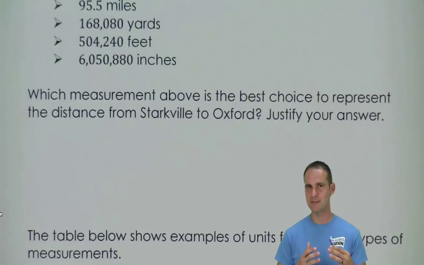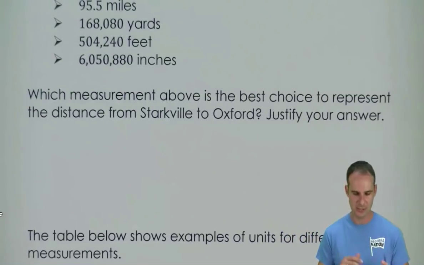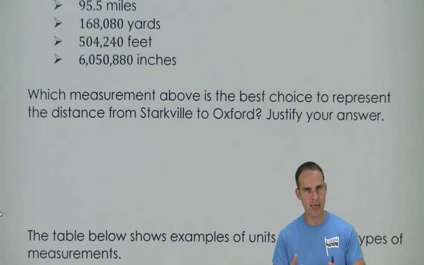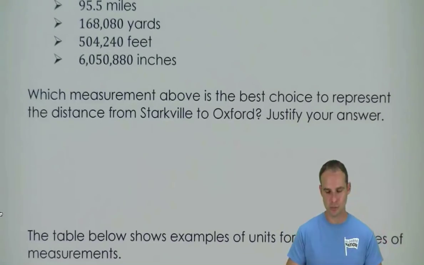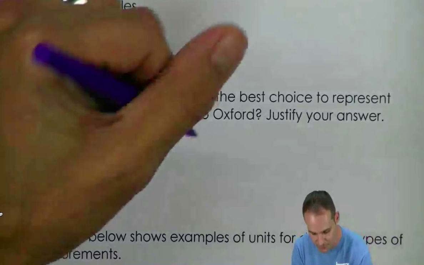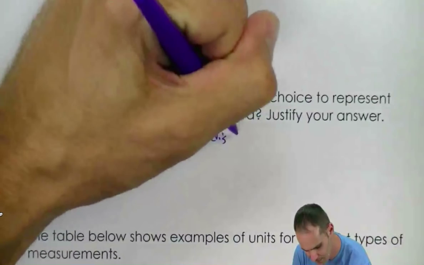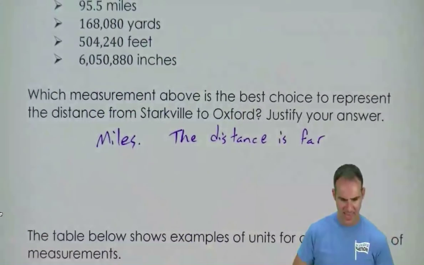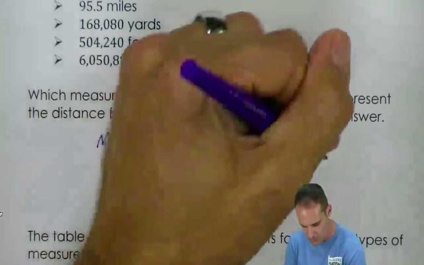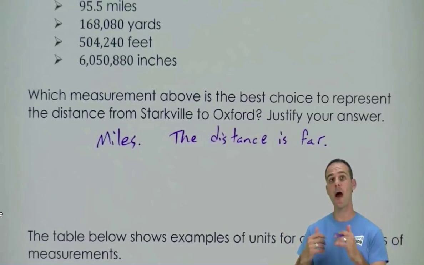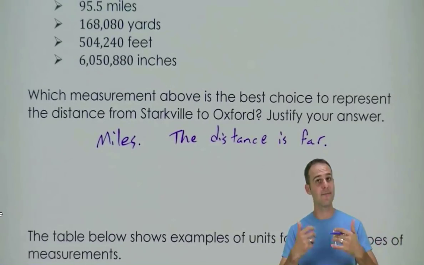So if you think about it, miles, yards, feet, or inches. Well, the distance is far, and if you're trying to explain to someone how far away these two places are, you probably would use miles. So I would say miles is going to be the best choice. And again, the reason why is because the distance is far. And smaller units would probably not be reasonable. So it's a good little justification. The distance is very far comparatively. So how far is it? I would say about 95.5 miles.